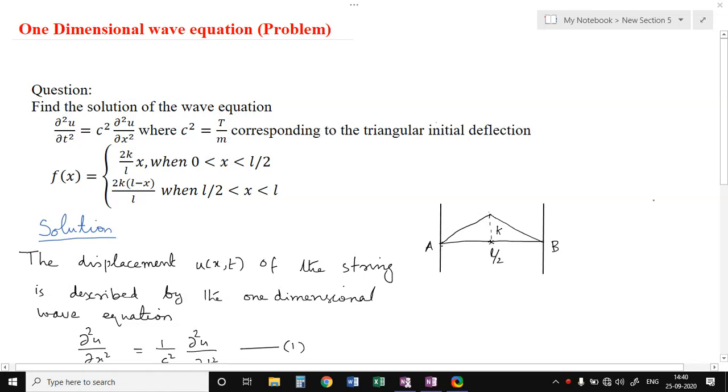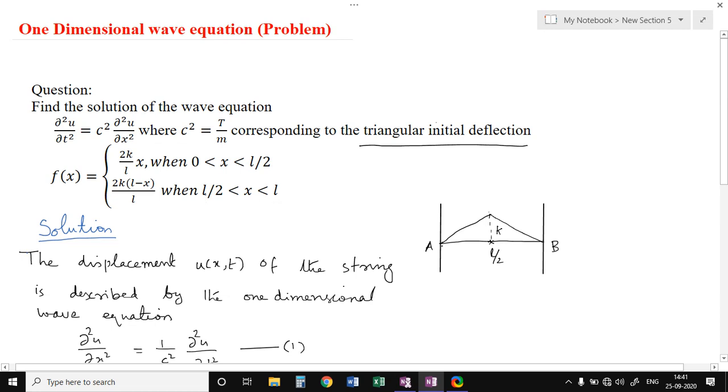From this video, you will understand how to find the solution of the wave equation when there is triangular initial deflection. This triangular initial deflection is given by the function f(x) = 2k/L times x when x lies between 0 and L/2, and f(x) = 2k times (L minus x)/L when x takes values between L/2 and L.